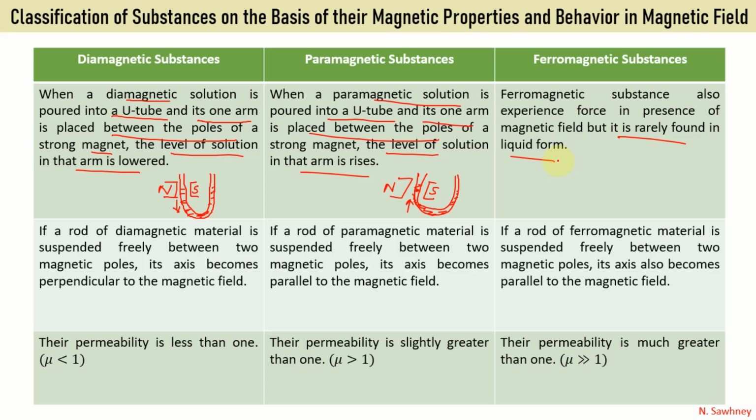If a rod of diamagnetic material is suspended freely between the magnetic poles, its axis will become perpendicular to the magnetic field. You can understand it like this. These are the poles of the magnet. The axis will be perpendicular to the magnetic field if it is a diamagnetic material. And if it is a paramagnetic material and we suspend it freely between the poles, the axis becomes parallel to the magnetic field like this.